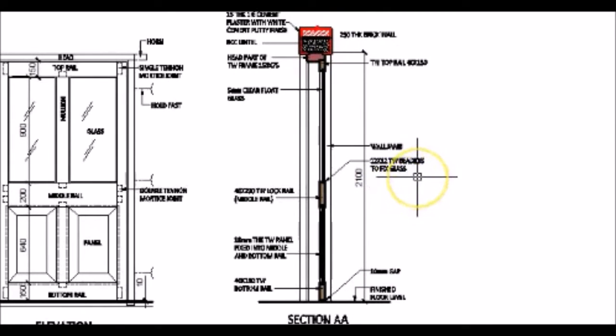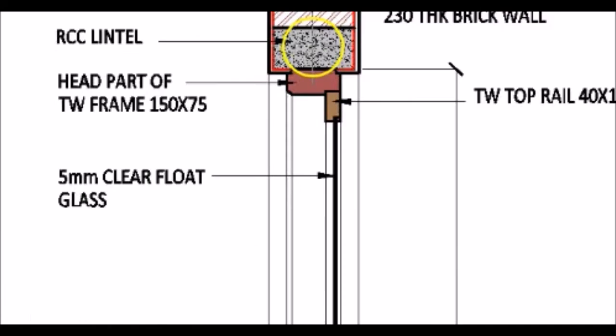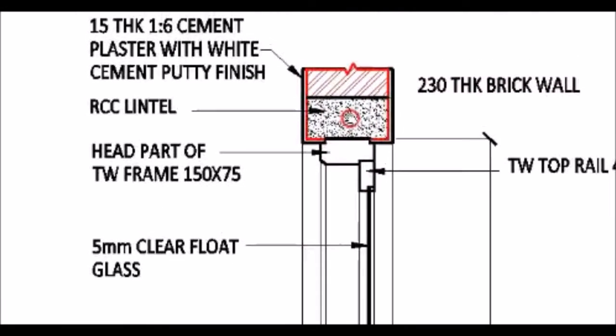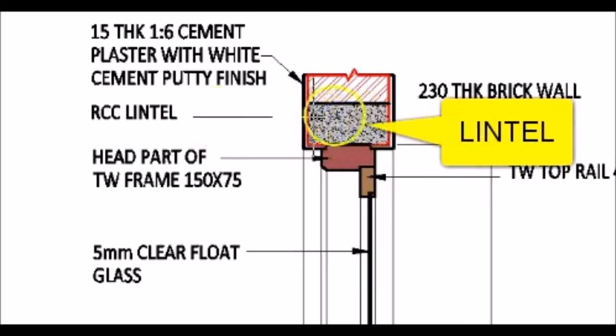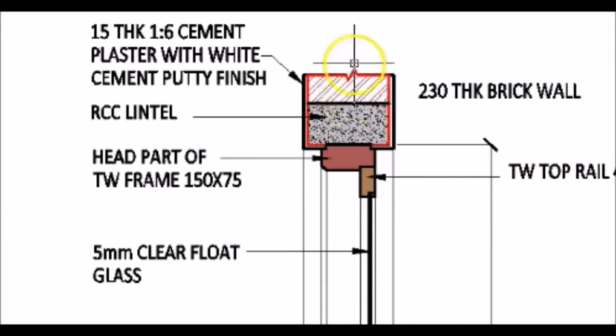Now you are already aware that whenever we make an opening in a brick wall, we have to provide something at the top to support the bricks above. That member is called a lintel. So similarly, here you can see that the RCC lintel has been added, and above the lintel you will see that the remaining brickwork will come.